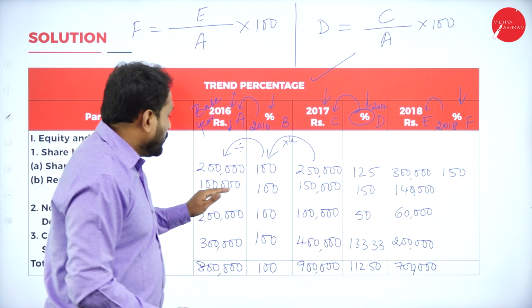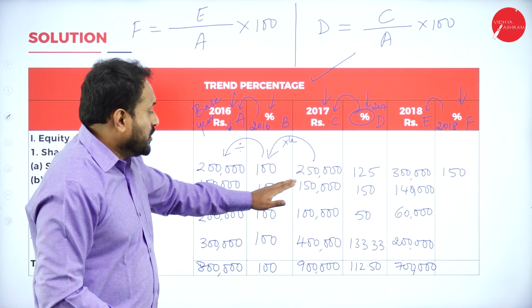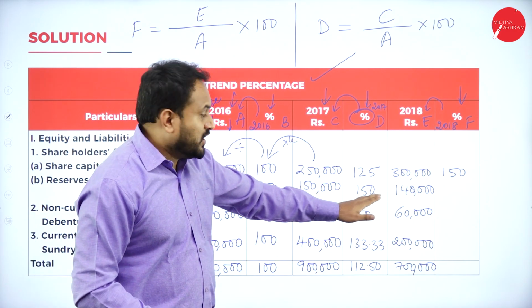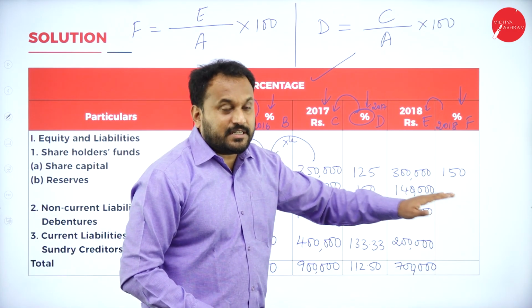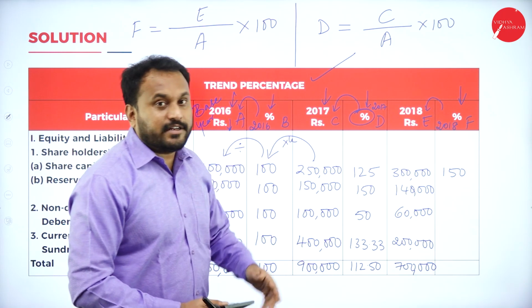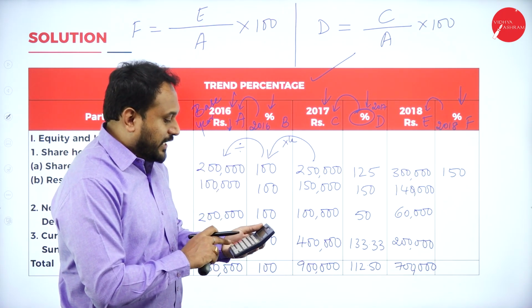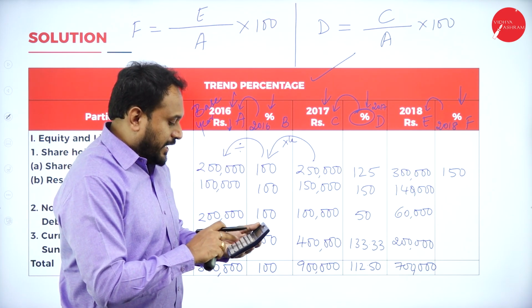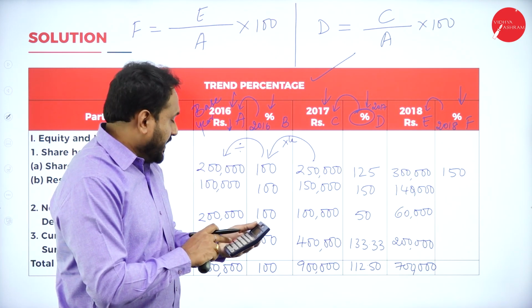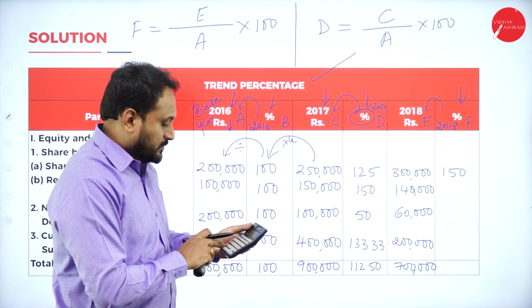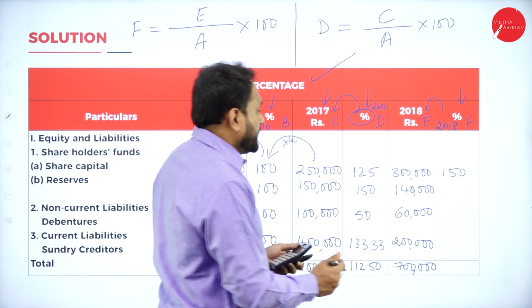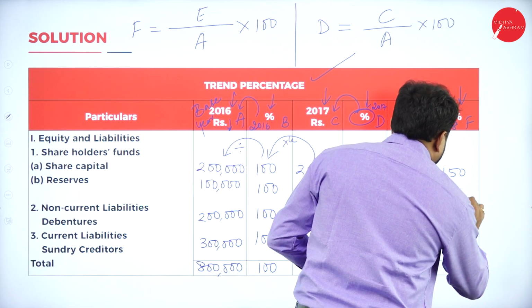Now here, 1 lakh, it is 100. 1 lakh 50, it is 150. So 1 lakh 40, how much is it? It is definitely less than 150. So it is 140%. Let's check here. 1 lakh 40,000 into 100 divided by 1 lakh. 140%. So we'll have 140.